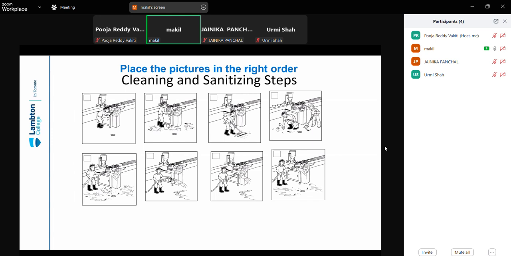And the fourth is sanitizing, then rinse off excess sanitizer. The last step is air drying or wiping it clean. The final image shows the machine clean and ready.